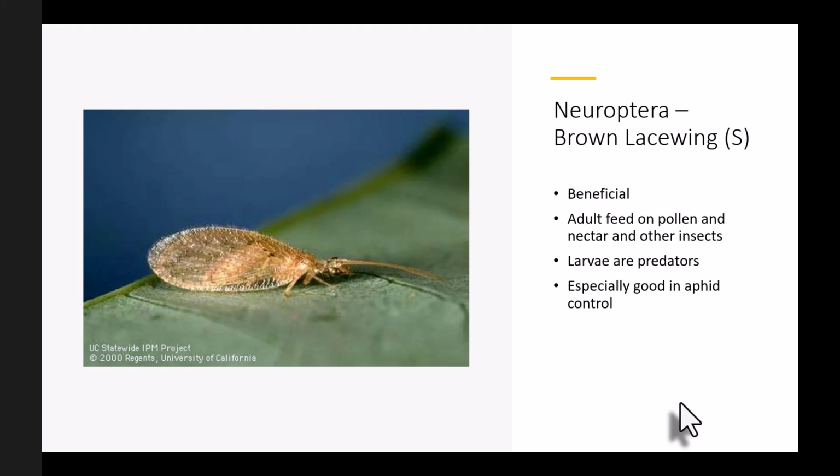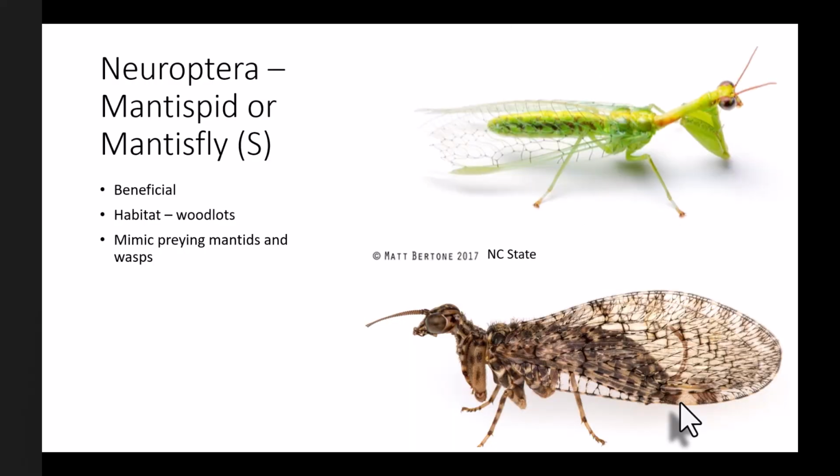Seniors also need to know a very cool, very interesting looking neuropteran named mantispid or mantis fly. Mantispids are beneficial, feeding on other insects. They're found in wooded areas, so woodlots are the habitat or location where they're found. And they tend to mimic a praying mantis and a wasp. So they look like a praying mantis and a wasp made a hybrid.